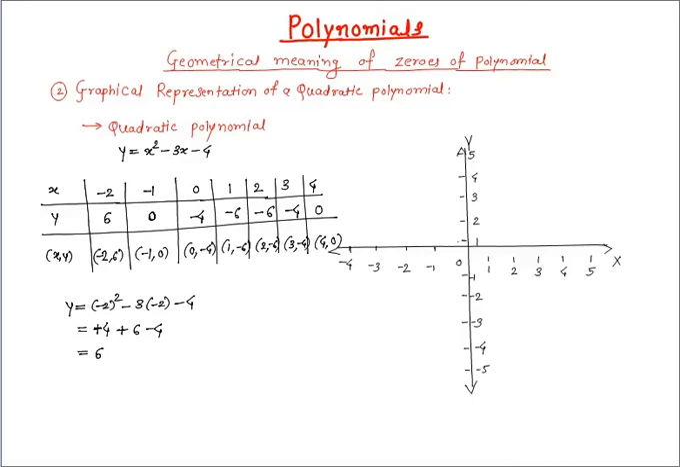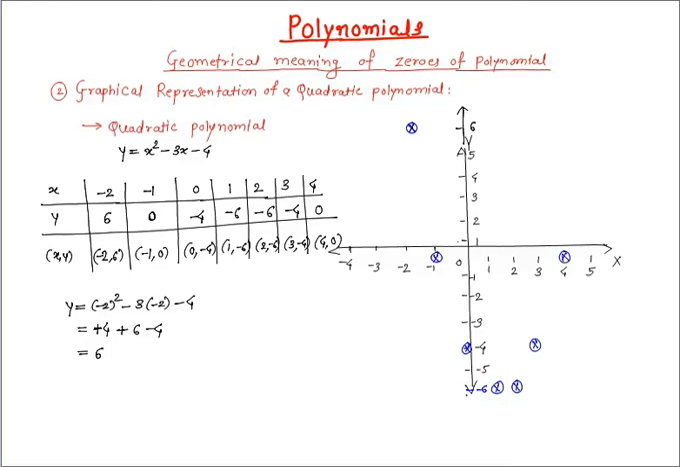Now we have the x and y axes on the graph, and we need to plot the points we got, the x-coordinates and y-coordinates. The first point we have is (-2, 6): -2 on the x-axis and 6 on the y-axis. Suppose we have 6 here. So the first point will be here. Second, (-1, 0), so it will be here. Then (0, -4), (1, -6), (2, -6), (3, -4), and (4, 0).